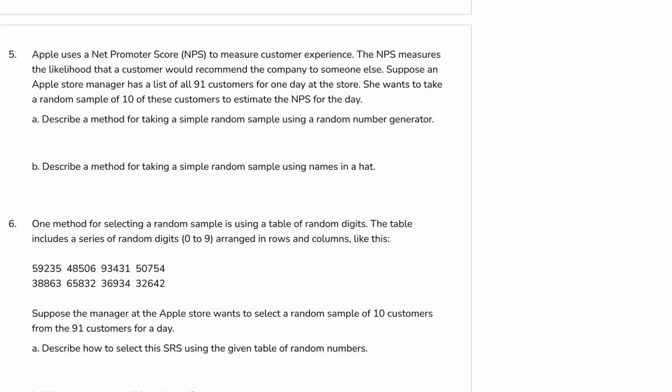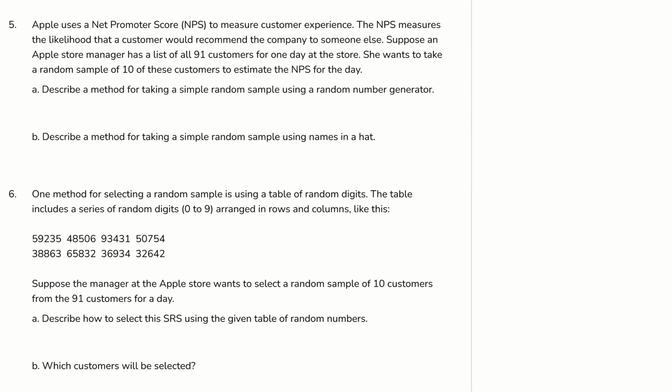So Apple uses a Net Promoter Score, NPS, to measure customer experience. The NPS measures the likelihood that a customer would recommend the company to someone else. Suppose an Apple Store manager has a list of all 91 customers for one day at the store. She wants to take a random sample of 10 of these customers to estimate the Net Promoter Score for that day. Describe a method for taking a simple random sample using a random number generator.